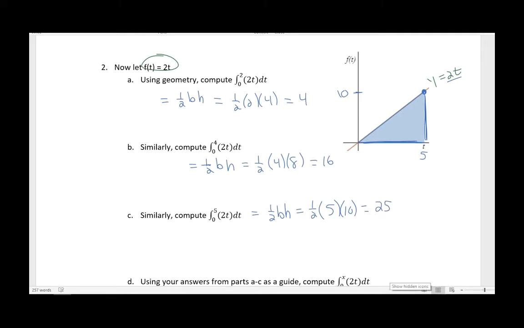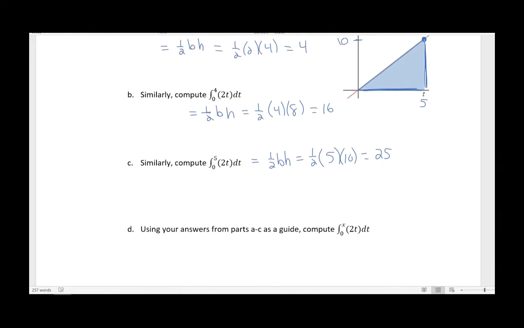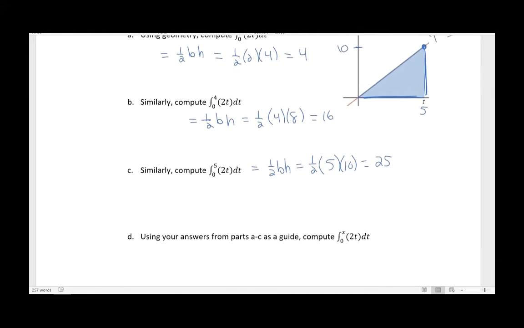Now what I'm going to do in letter D is what we did in letter D in the prior problem. I scroll down, and then I'm going to scroll back up just so I can see my graph here.